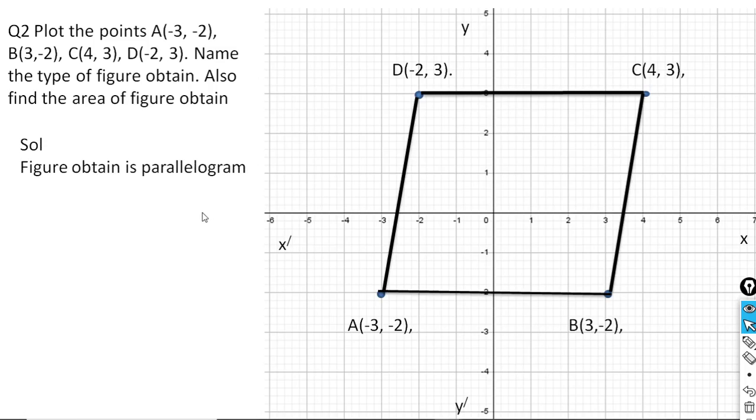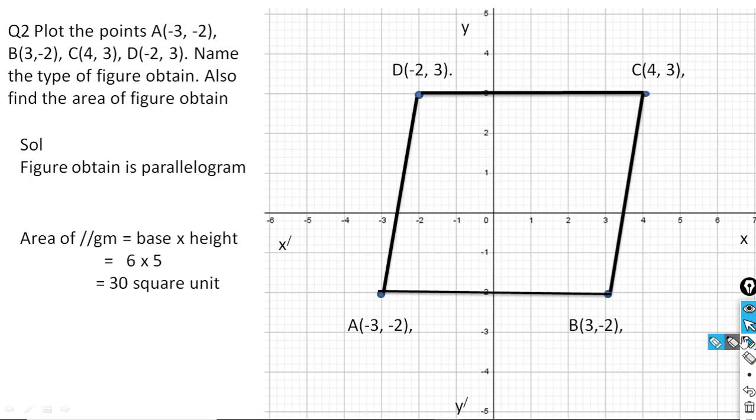The area of a parallelogram, you know that it is base into height. For counting the base here, the base represents A, B. You count the number of divisions, 1, 2, 3, 4, 5, 6. 6 divisions are there. It means the base is 6 unit, and for height you have to count from here to here. This height is 1, 2, 3, 4, 5 unit. Height is 5 unit, so 30 square unit is the area of this parallelogram.